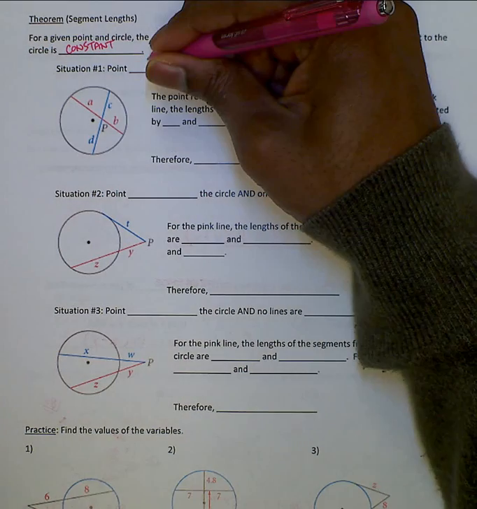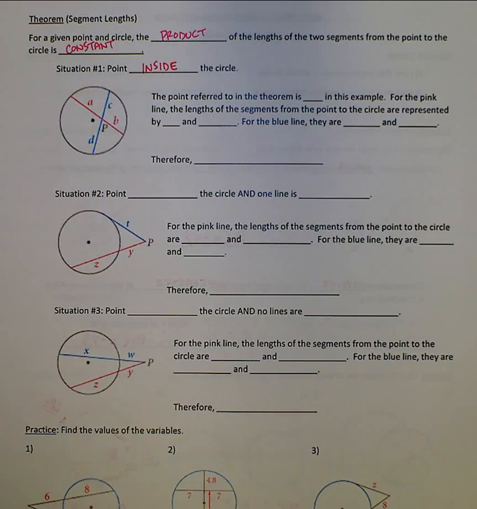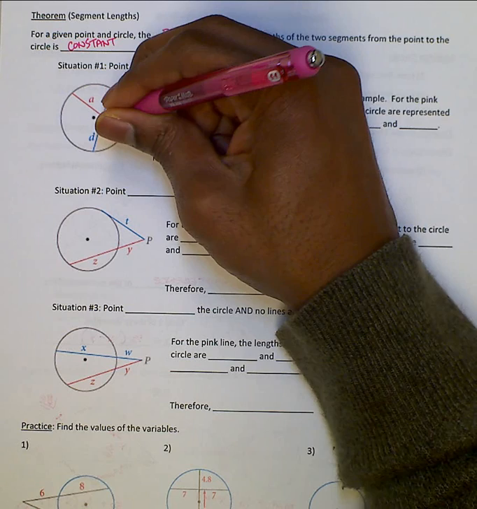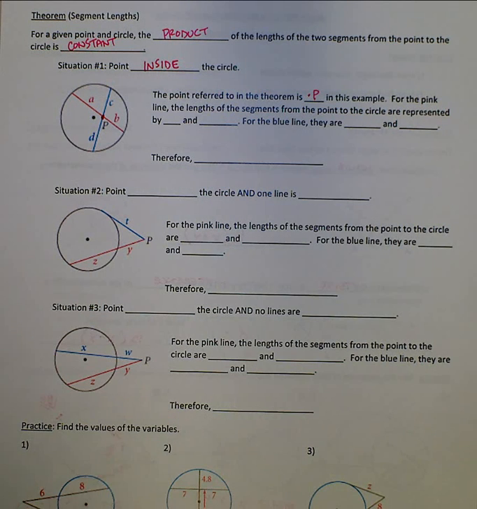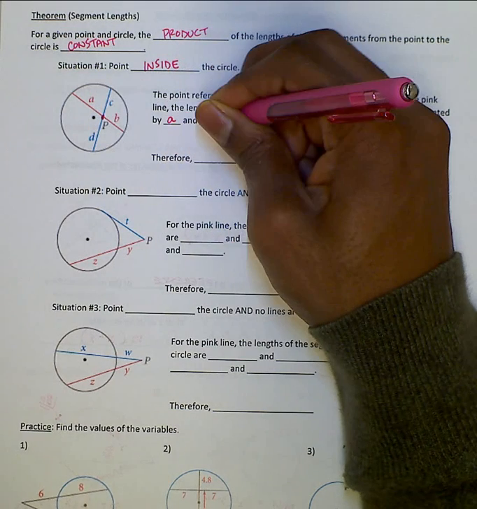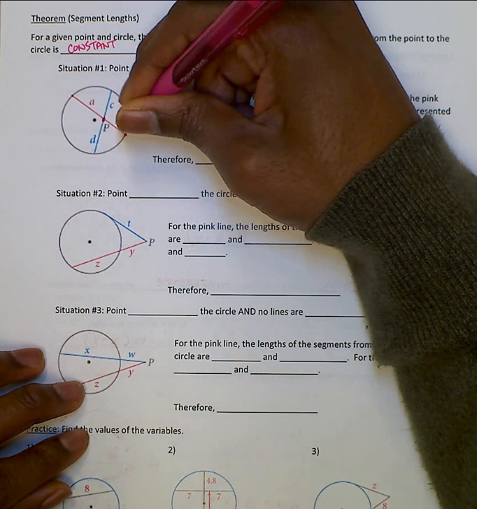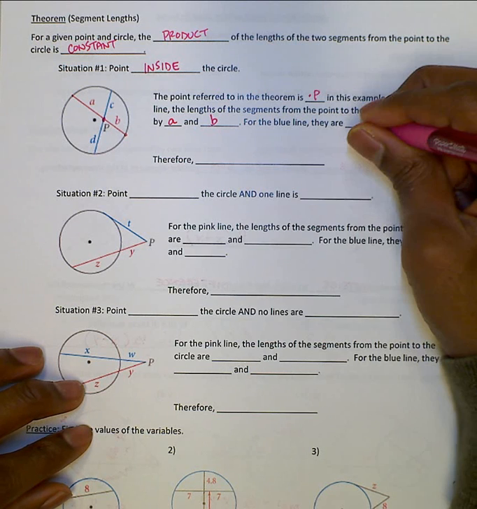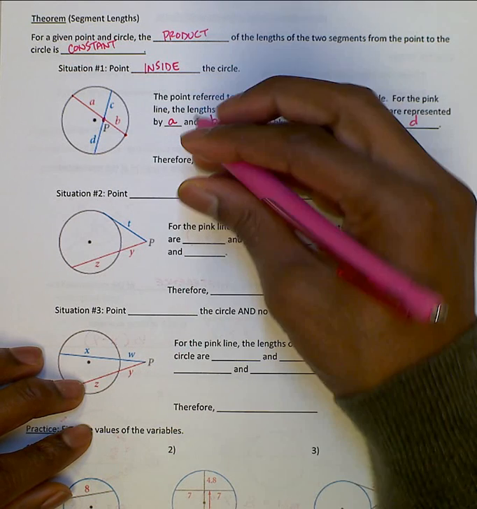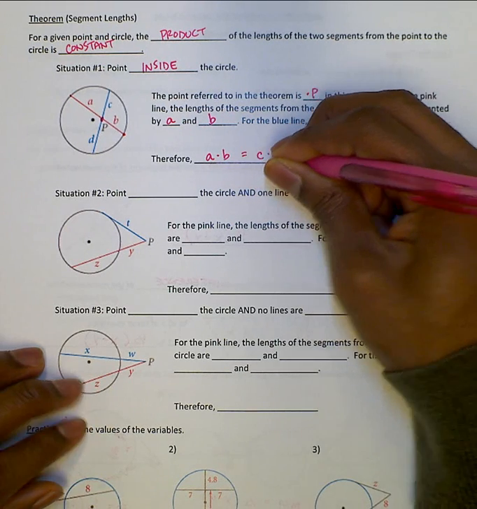We can have a point inside the circle. And the point referred to in this problem is point P, right here. For the pink line, the lengths of the segments from the point to the circle are represented by A and B. From the circle to the point is A, from the circle to the point is B. For the blue line, they are C and D. And so what we're saying is the product of A times B will equal the product of C times D. It's always going to be that way.